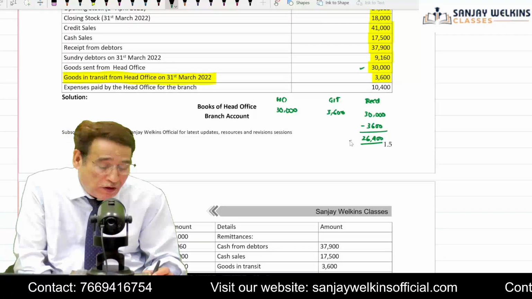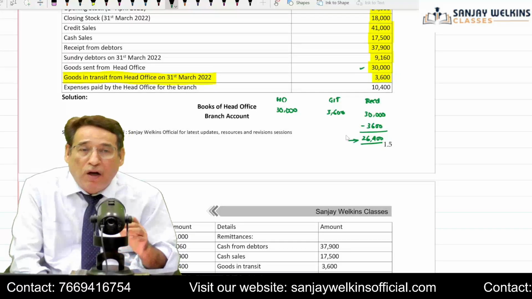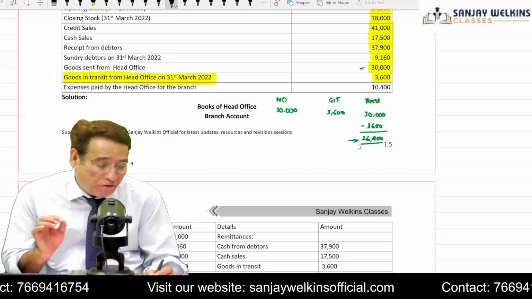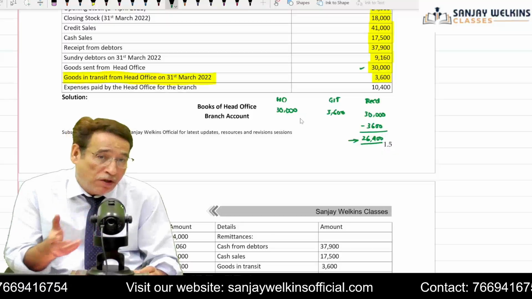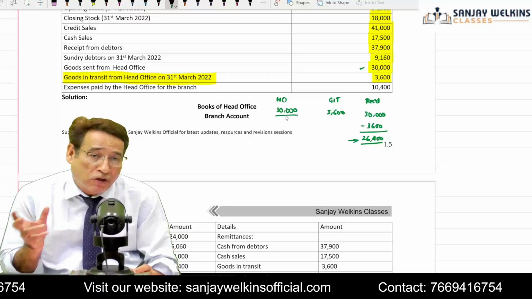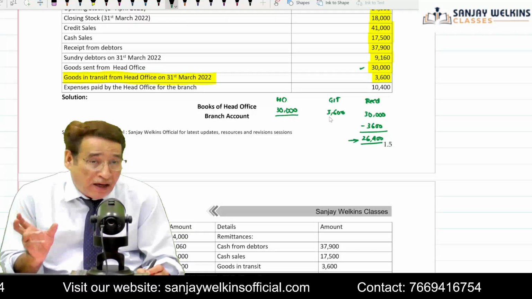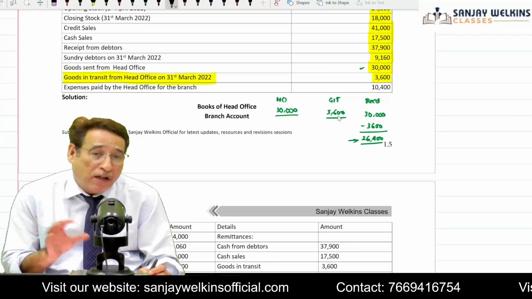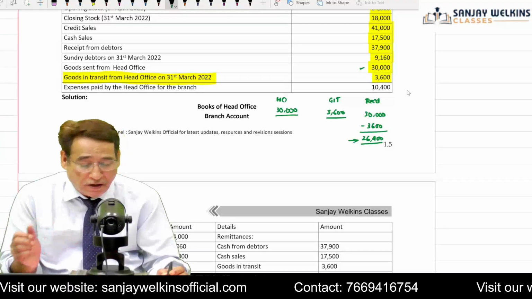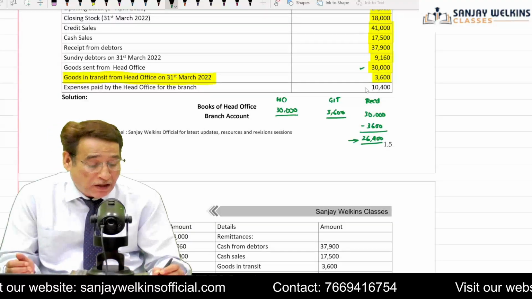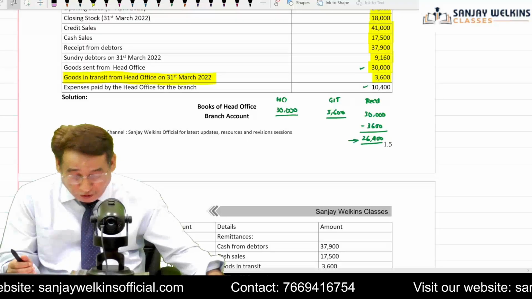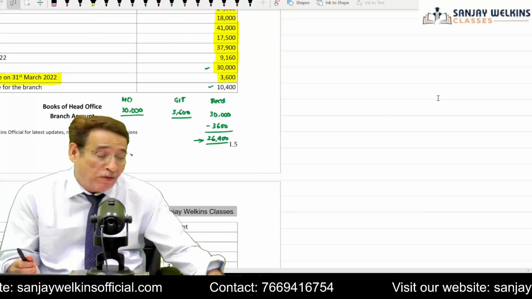So ultimately we have to show through the branch account how much worth of goods must have been received by the branch. And in order to reflect 26,400, I am not going to directly write goods received 26,400. Rather, I am going to write 30,000 on the debit side of the branch account, and goods in transit will be written on the credit side so that the difference, 26,400, gets reflected. Is it clear to you or not? And expenses paid by the head office. So this is the question, and you can easily manage this question on your own. I am very sure, especially if you have attempted the first part.